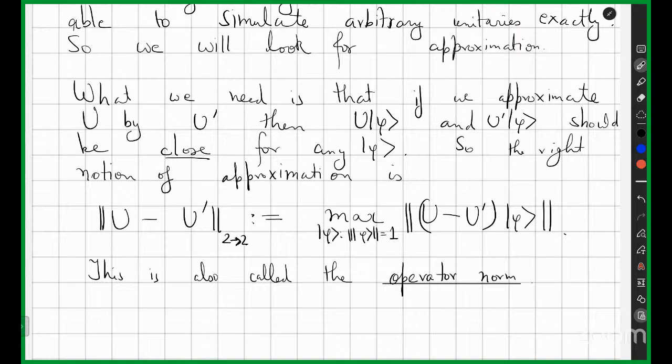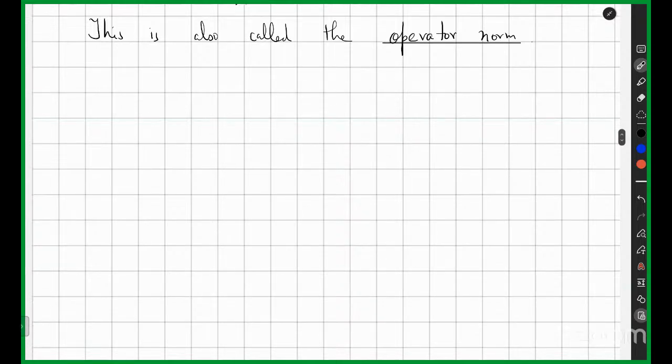Okay. So in the homework, I think you have been asked to prove that if you take U and V, the operator norm distance between U tensor I and V tensor I is the same as the operator norm distance between U and V. So it's nice in the sense that if I'm just adding extra qubit wires, it's not changing distance. Okay, so now we want to approximate in this norm, and here is the result. It's called the Solovay-Kitaev theorem.